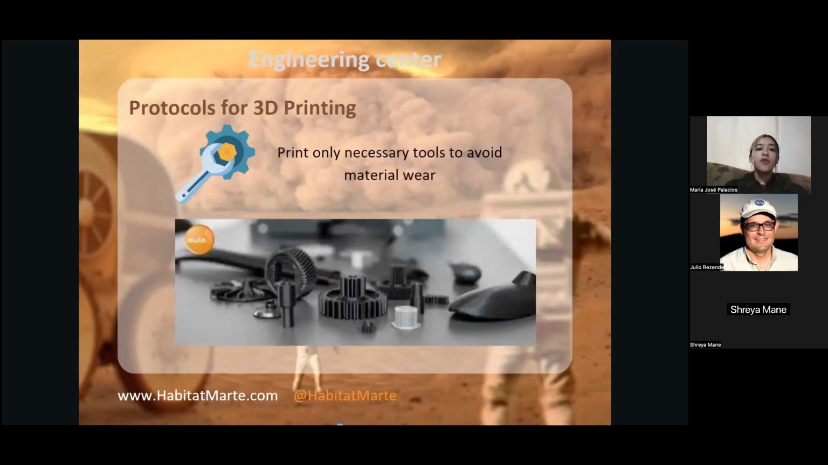And we have the protocol for 3D printing. We only print necessary tools to avoid material wear. We can print different tools for the lab or for the call center.